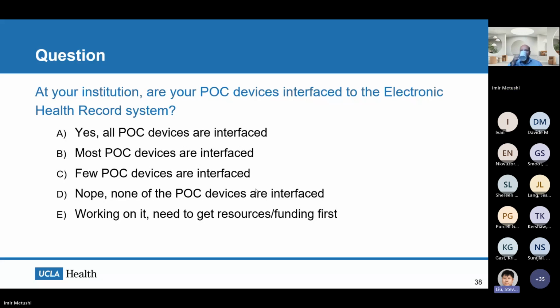Yep, if anyone can just type in A, B, C, D, or E in the Q&A, I'm reading through it right now. This will probably be the fastest way to do it. I'm already seeing some full responses right now, so thank you. It looks like a good mix so far of A and B. So yes, they're interfaced or mostly interfaced so far. Yep, those are definitely the most popular answers. And it's really good that it's A and B. You don't want to be closer to C, D, and E.